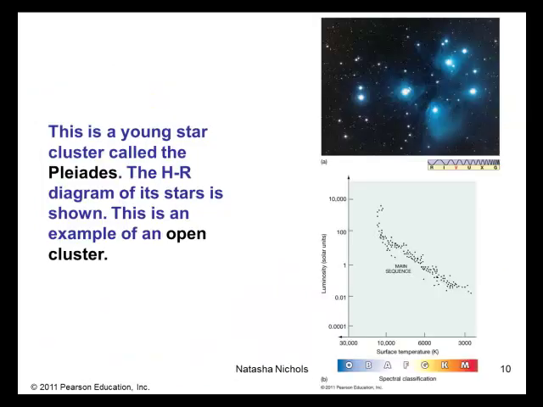This is a picture of a young star cluster called the Pleiades. The HR diagram of the stars is shown below. This star cluster is an example of an open cluster. So what is an open cluster? It's a grouping of about 10 to 10,000 stars with an open, transparent appearance. And the stars are not tightly grouped, but they're close enough together.